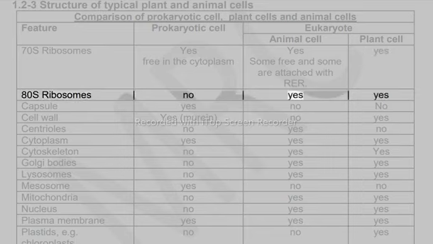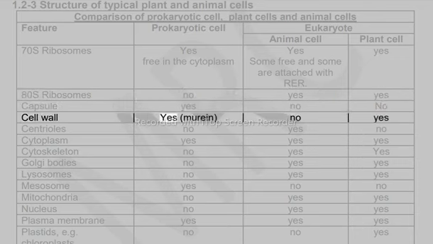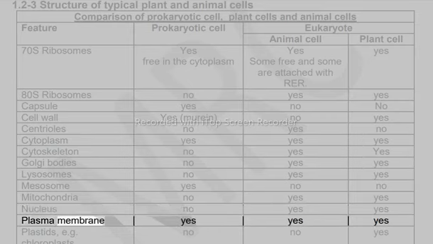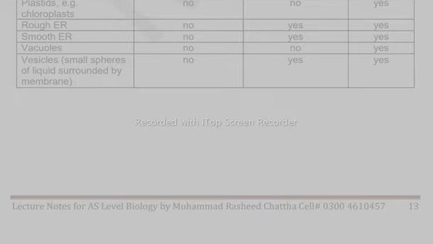ADS ribosomes. No. Yes. Yes. Capsule. Yes. No. No. Cell wall. Yes. Murium. No. Yes. Centrioles. No. Yes. No. Cytoplasm. Yes. Yes. Yes. Cytoskeleton. No. Yes. Yes. Golgi bodies. No. Yes. Yes. Lysosomes. No. Yes. Yes. Mesosome. Yes. No. No. Mitochondria. No. Yes. Yes. Nucleus. No. Yes. Yes. Plasma membrane. Yes. Yes. Yes. Plastids, e.g. chloroplasts. No. No. Yes. Rough ER. No. Yes. Yes. Smooth ER. No. Yes. Yes. Vacuoles. No. No. Yes. Vesicles, small spheres of liquid surrounded by membrane. No. Yes. Yes.